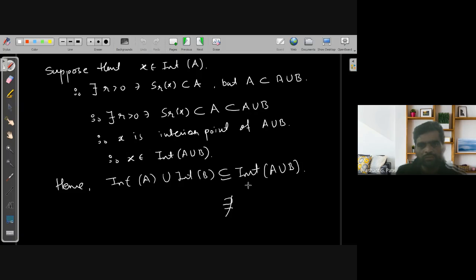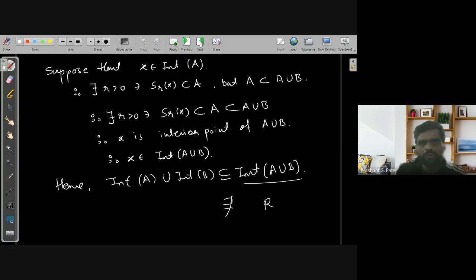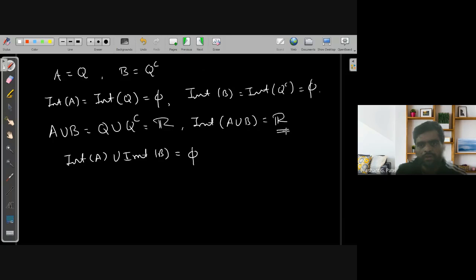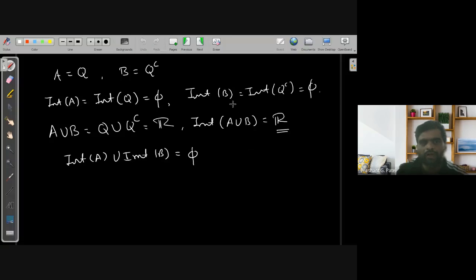So that means this side is R, that we have done here. And this side is phi. So R is contained in phi, this will not be possible. So that's why the reverse side is not possible. This is the counter example for that. Very good. You did well. So this is the example that the equality will never be there.